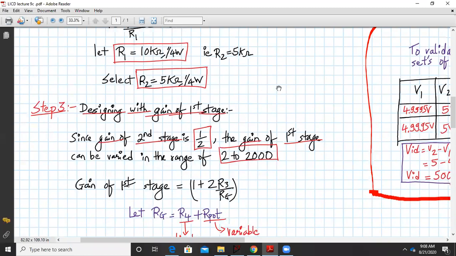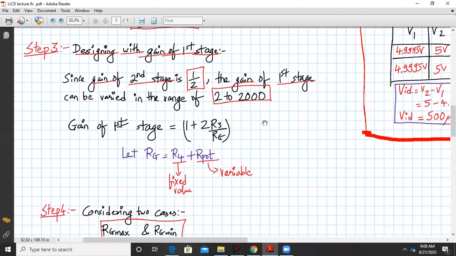Since the gain of the second stage is half, the gain of the first stage can be varied in the range of 2 to 2000. And the gain of my first stage is given by the formula 1 plus twice R3 upon RG. Now we consider that RG is made of two resistors, one fixed and one variable. So RG is R4 plus R potentiometer. My fixed value is R4 and my variable value is R pot.